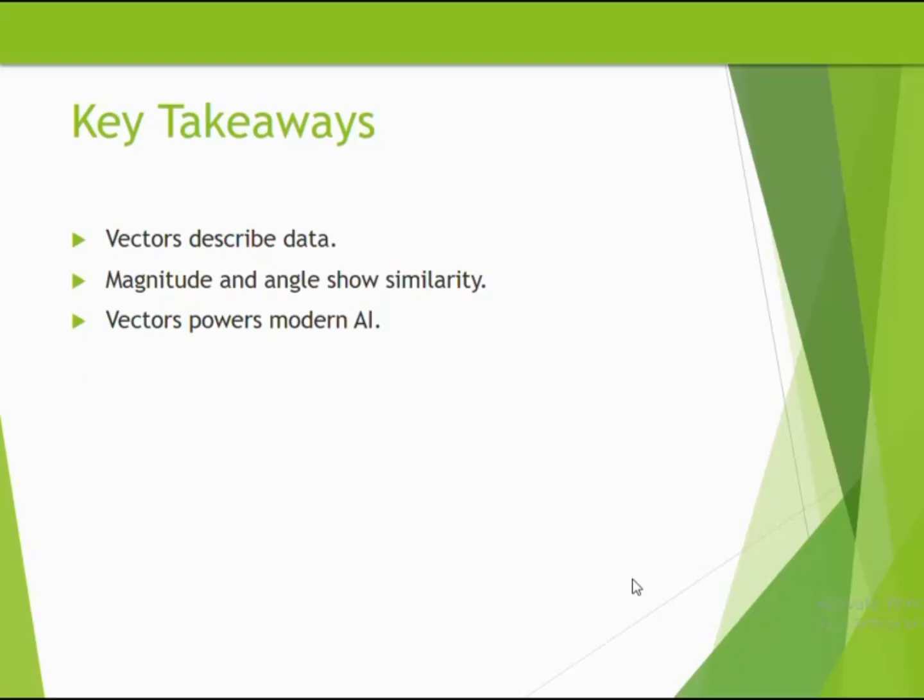What are the key takeaways from this discussion that we have done till now? So vector is used to describe data of an entity, whether it is living or non-living. And the magnitude and the angle property of vector is used to find the similarity between the vectors, and based on that we can create a number of use cases, and that is how the vector is powering modern AI. So by this I will end the video, and I hope this is useful for you guys.